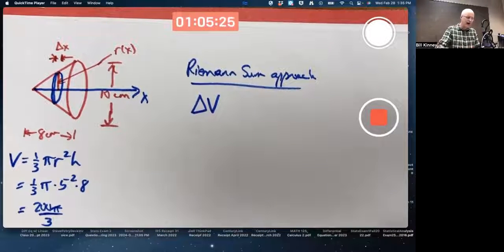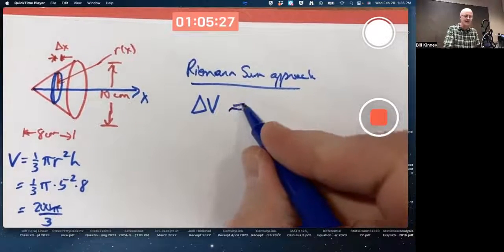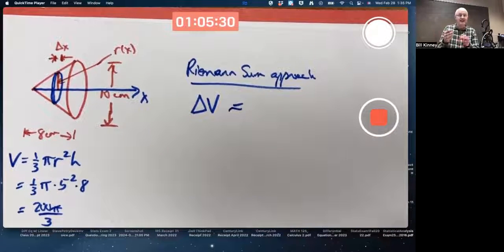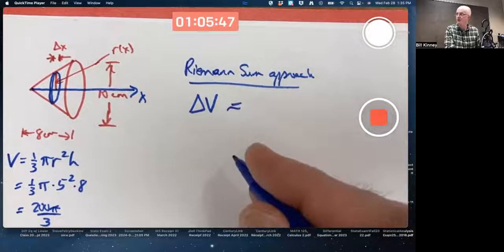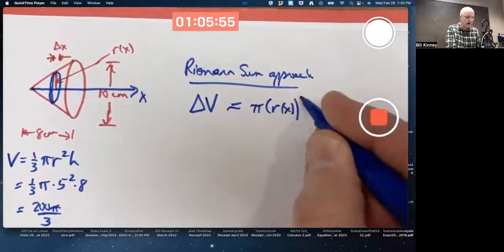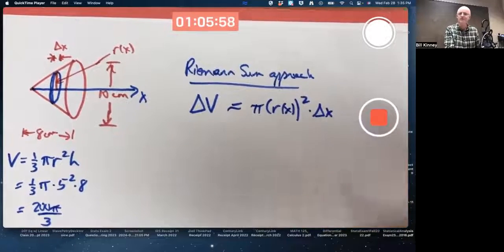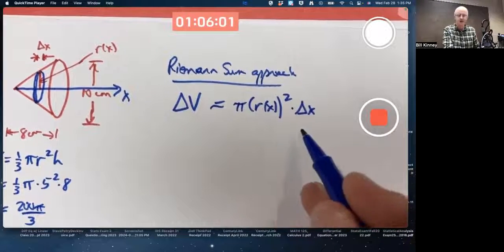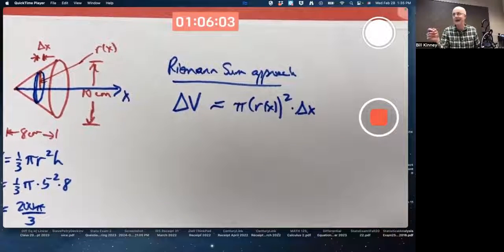So the volume is approximately, pretending the thin wafer is truly a cylinder, which it's actually not, because the sides are slanted. Can't do that, like that or like that. The sides are slanted, so it's not actually a thin cylinder, but we pretend. It gets closer and closer to being a good approximation as delta x gets smaller. Pi r squared times h. R of x is the radius, delta x is the height, though it's a height on its side.